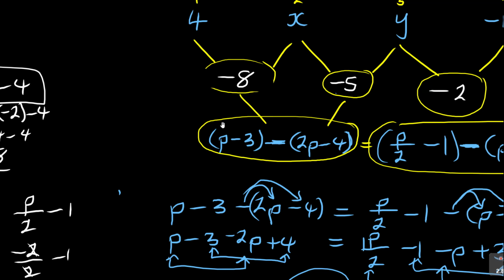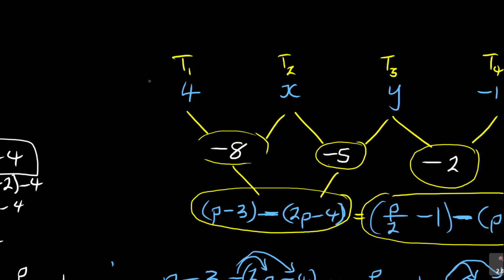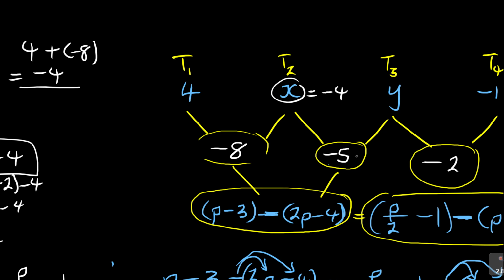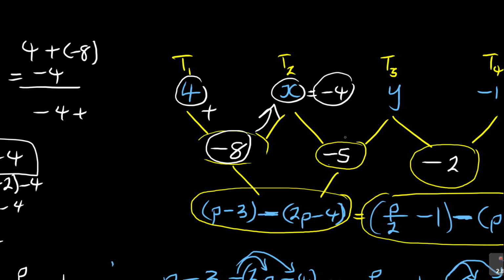How do you go about it? If you say 4 plus minus 8, that is minus 4. So x becomes minus 4. You add this plus that to get that. Similar thing, minus 4 plus minus 5, which is equal to negative 9. So y is equal to negative 9.